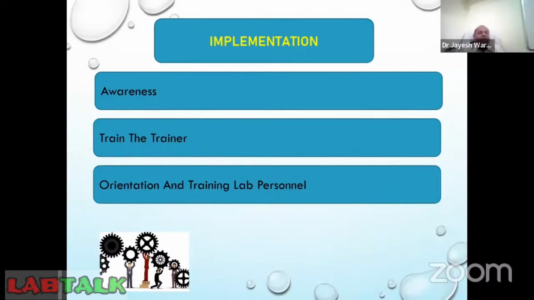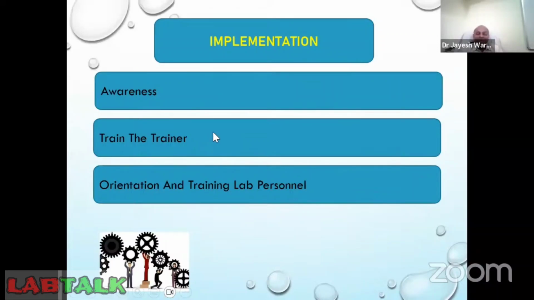Who are the trainers? Those personnel who are going to train their own faculties, or their own laboratory staff or laboratory personnel. They must undergo the training. And then you have to train your laboratory personnel. You have to make them oriented. You have to make them aware. You have to train them with respect to this new standard.